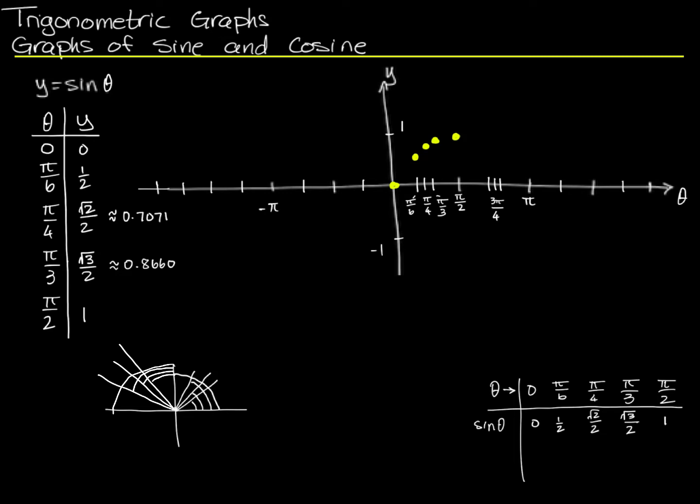Now these are 30, 45, and 60 more than 90, right? So we're going to have a reference angle here, one for the 30, one for the 45, and one for the 60. And those reference angles are going to have the same sine values as the original 30, 45, and 60.